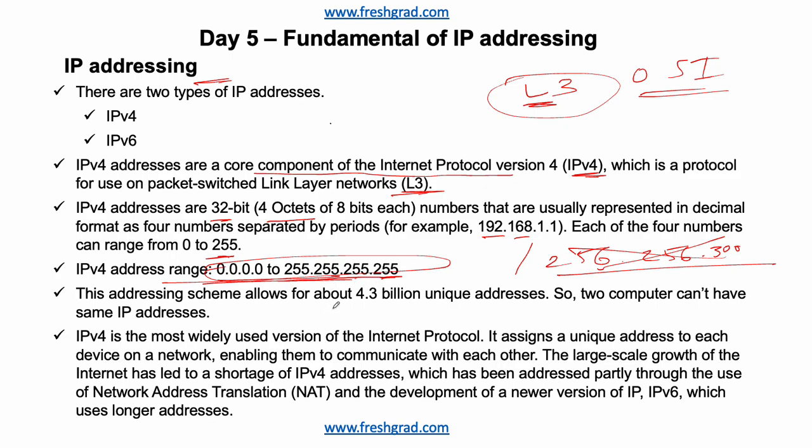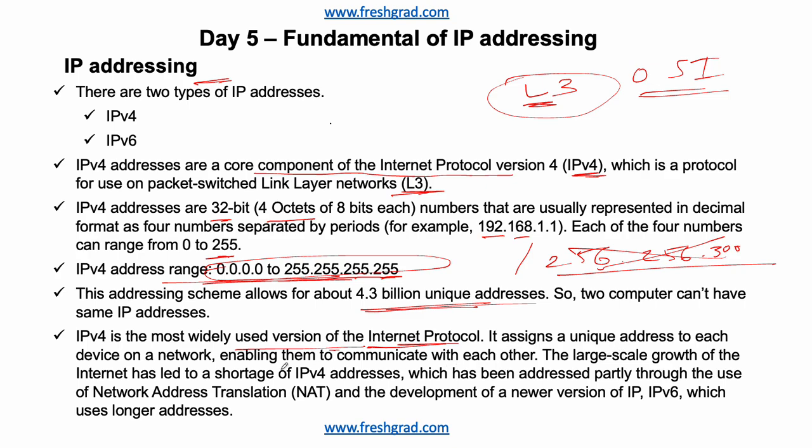This addressing scheme allows for 4.3 billion unique addresses. So two computers cannot have the same IP address. IPv4 is the most widely used version of the Internet Protocol, even in today's era, in 2024, 2025. It assigns a unique address to each device on a network, enabling them to communicate with each other.